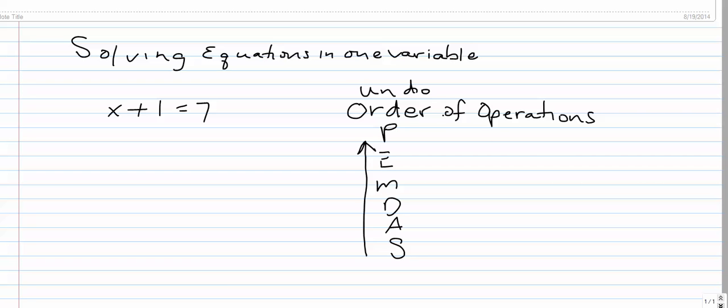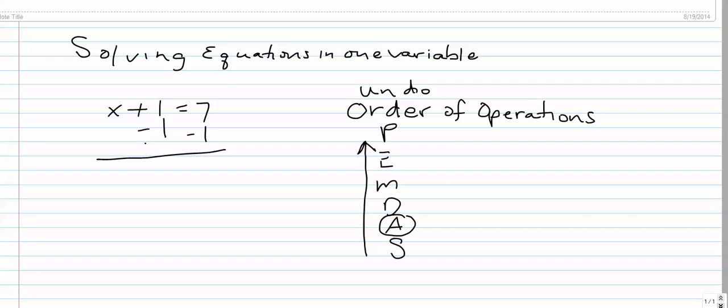So our problem does involve addition, which is right here on the PEMDAS area. But in order for us to undo addition, we have to subtract. So we would undo any addition first. And when I subtract, I have to be fair. I have to be equal. Whatever I do to one side of the equal sign, I have to do to the other.